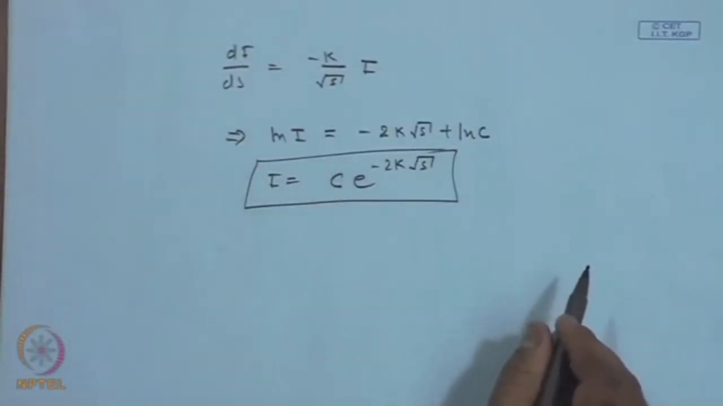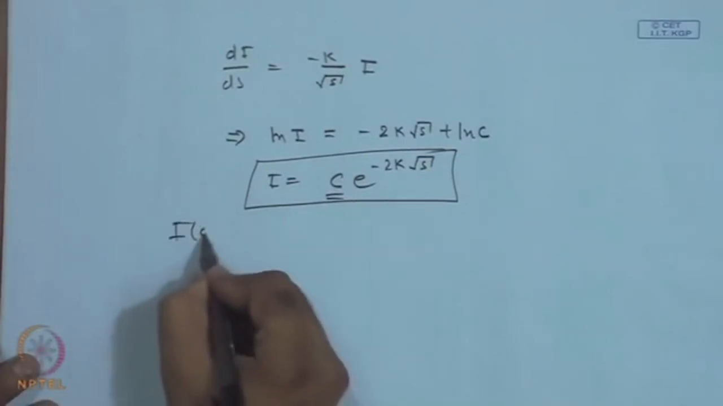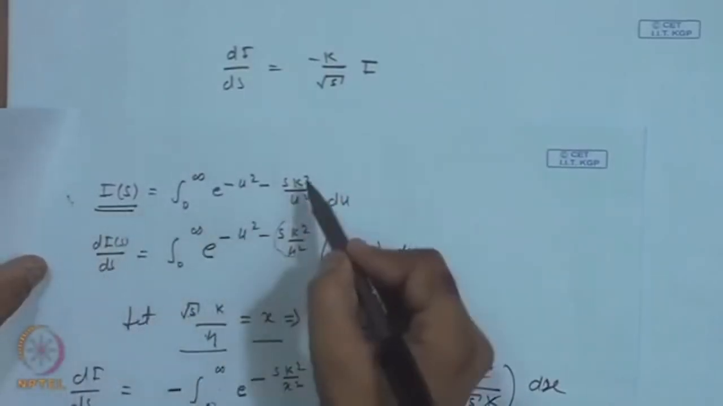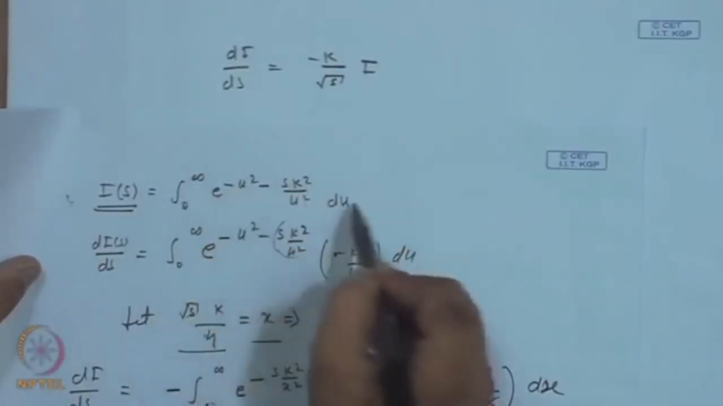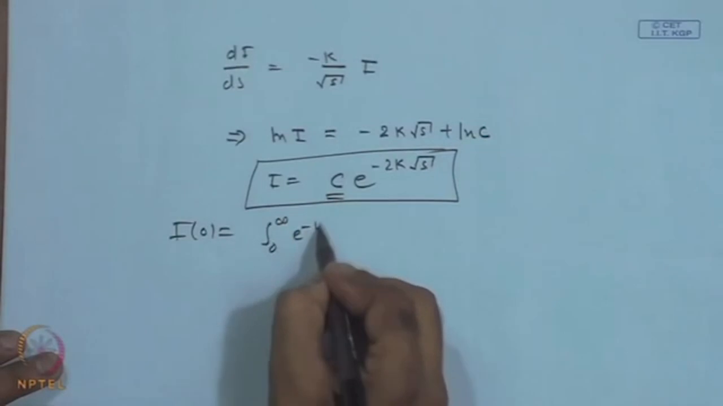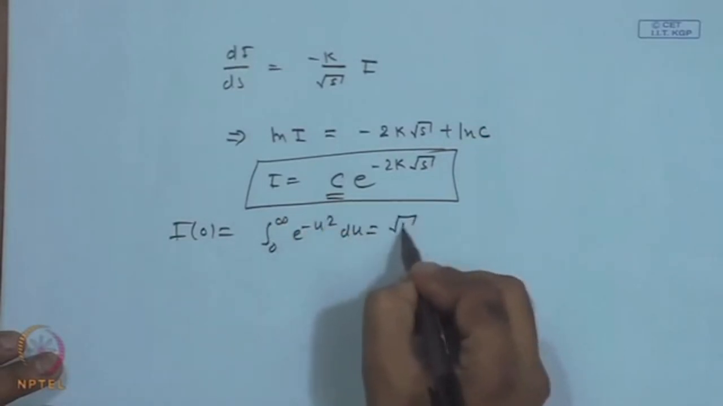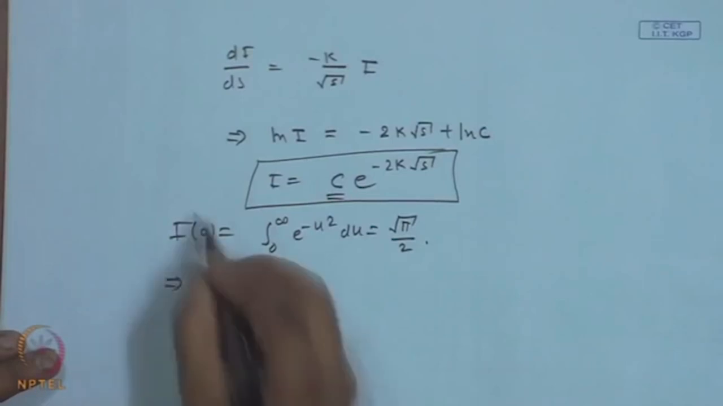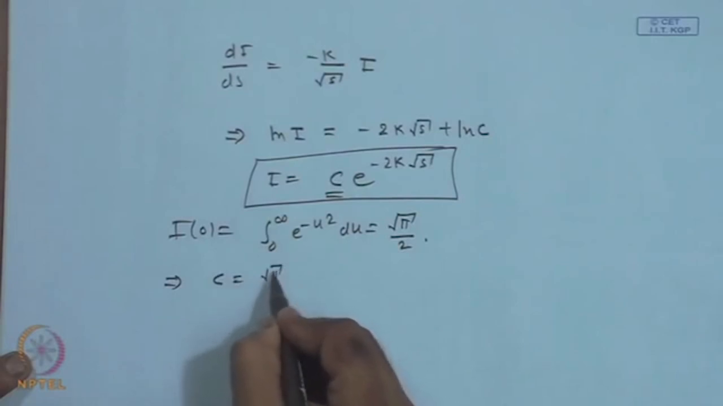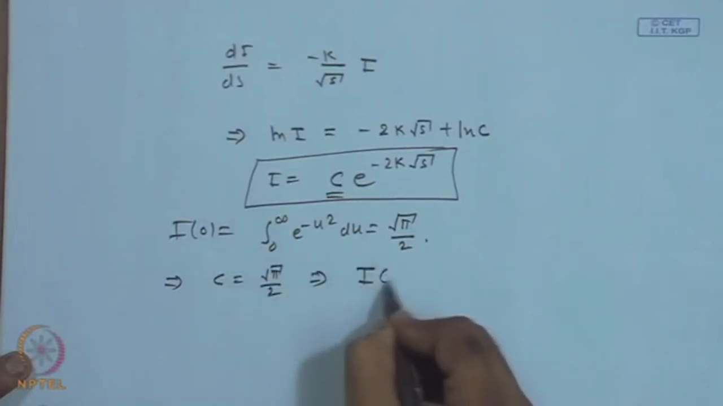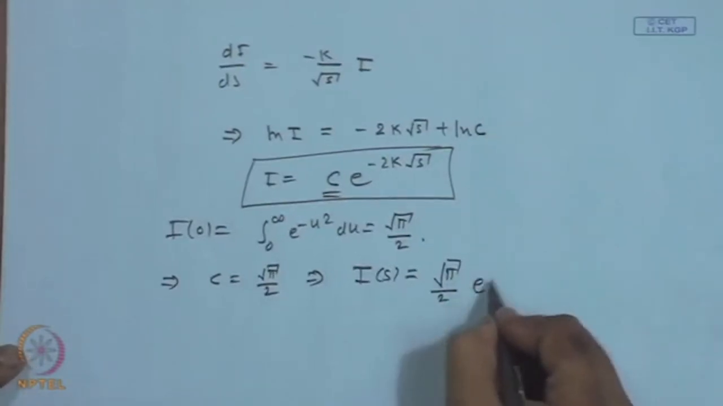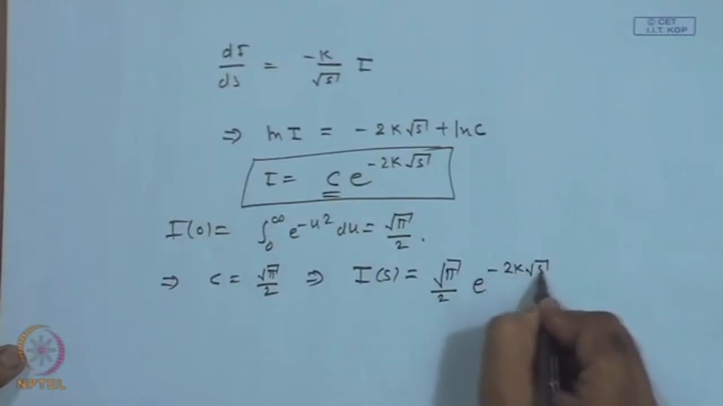Okay. So, now we can get this constant also because we know that I 0 is... So, our I was here. So, if S is 0, then we have the integral from 0 to infinity of e to the power minus u square du, and that is the Gaussian integral. So, we have 0 to infinity e to the power minus u square du, and this is square root pi over 2. So, with this condition we get C as square root pi over 2, and this implies that our I of S is square root pi over 2 times e to the power minus 2 k square root S.